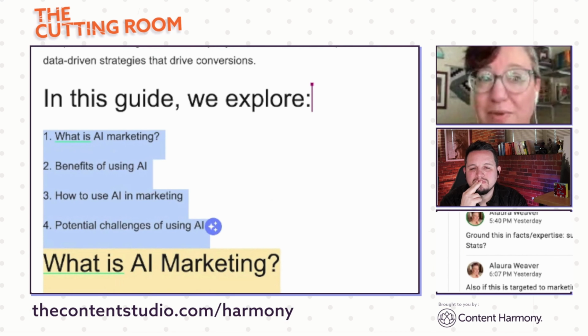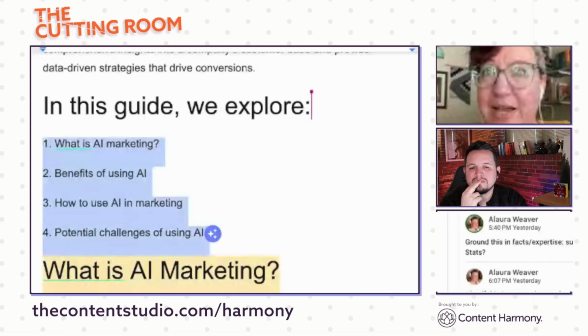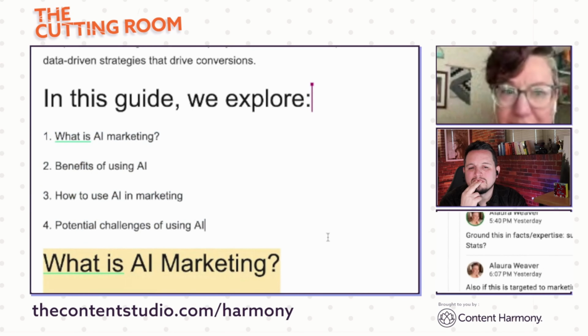As somebody, again, with a neurodivergent condition, having that kind of direction and knowing what I'm in for is very important. Another aspect of this is, okay, it's addressing what is AI marketing.